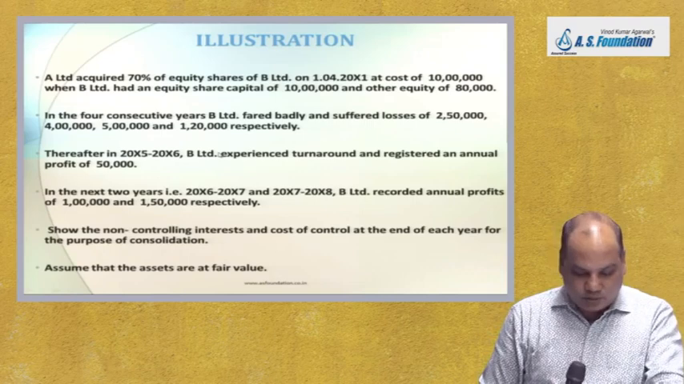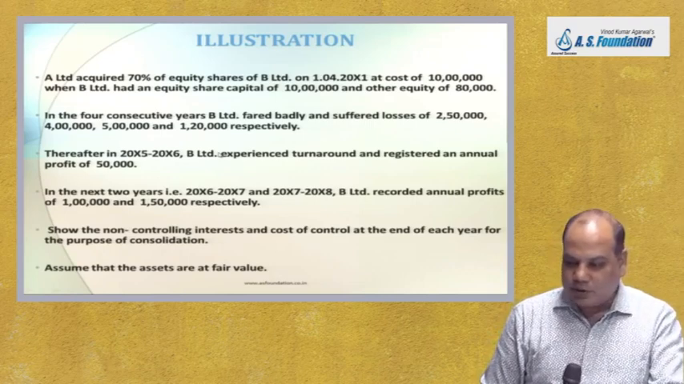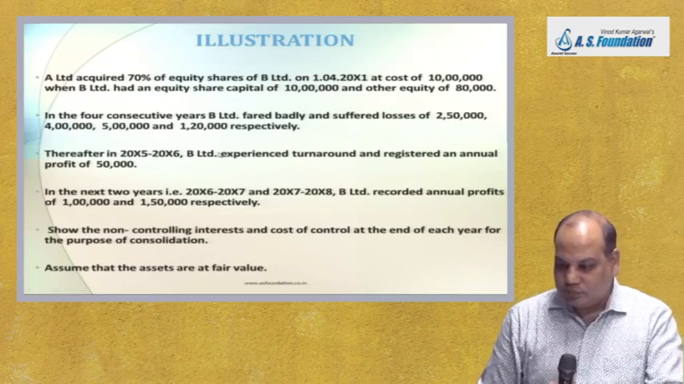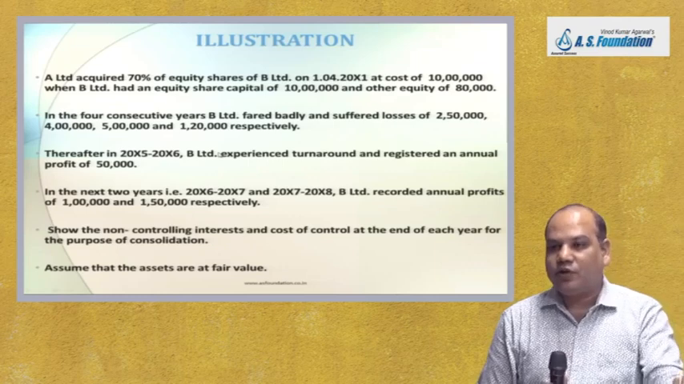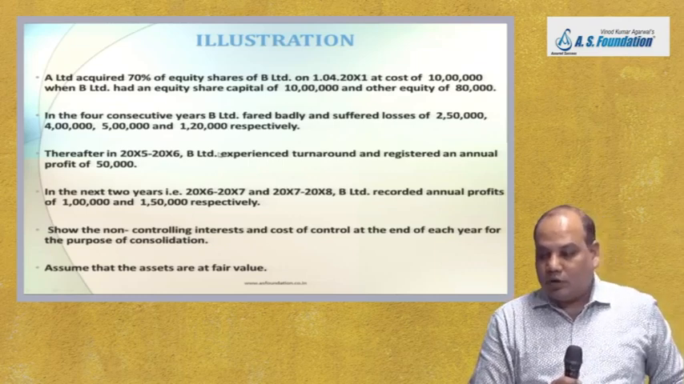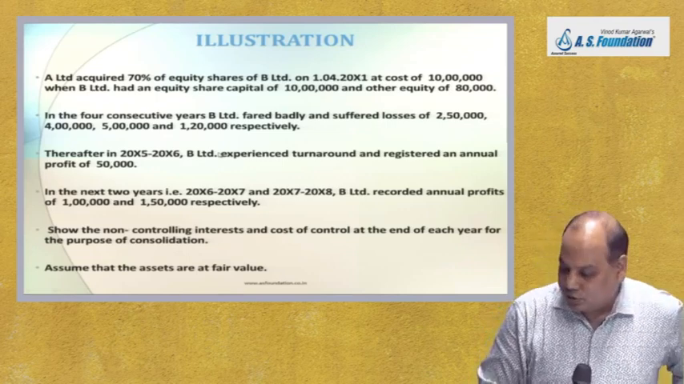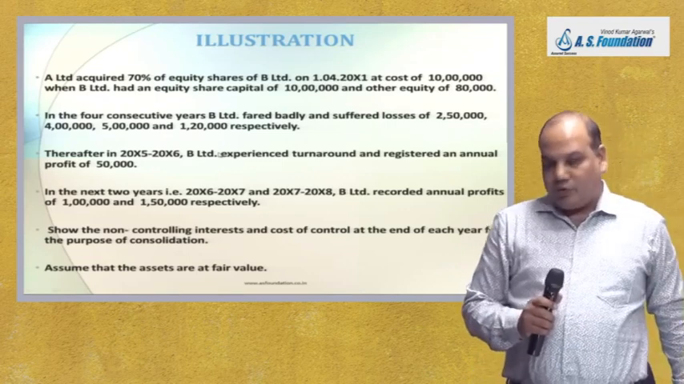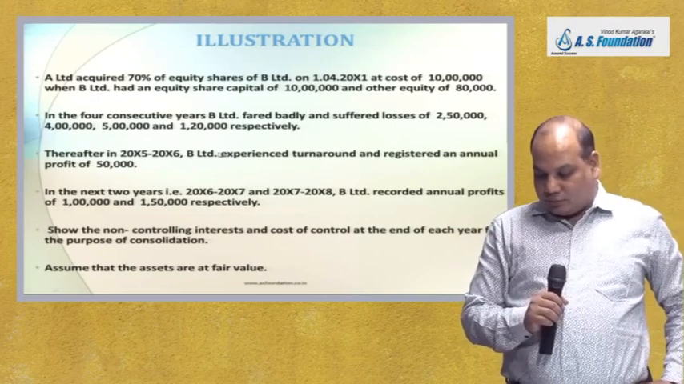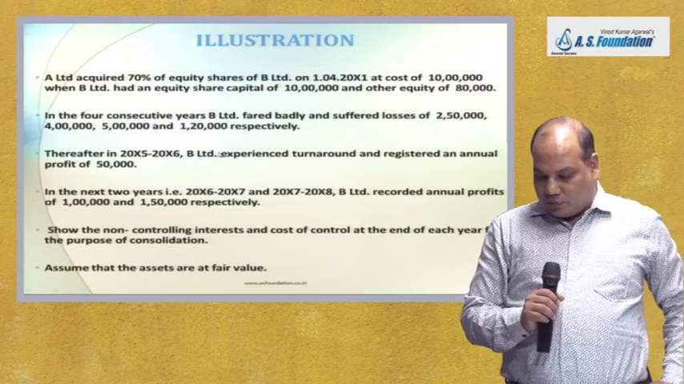A Limited had acquired 70% of the equity share of B Limited on 1-4-20x1. 70% means NCI share is how much? 30%. It was acquired at a cost of 10 lakh, when B Limited had an equity share capital of 10 lakh and other equity of 80,000.